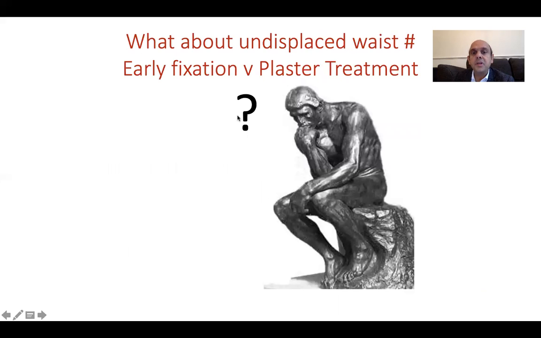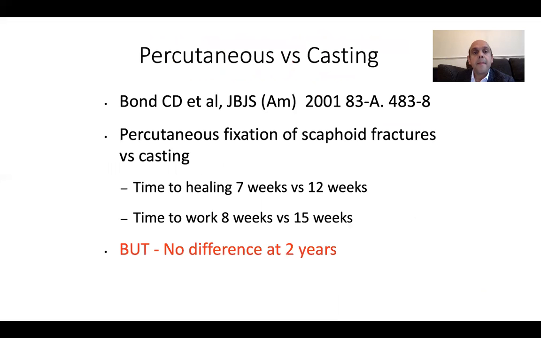Another exam question, undisplaced waist fracture. Whether you want to treat it in a plaster or do you want to offer a percutaneous fixation. So this is a discussion you need to have with your patient in your clinic. Percutaneous fixation, healing will be a bit quicker. Return to work is a bit quicker. But at 2 years, there's no difference according to the evidence. Percutaneous, there are disadvantages also. There's a general anaesthetic, theatre involved, costing involved. So you need to bring this into discussion with your patients.